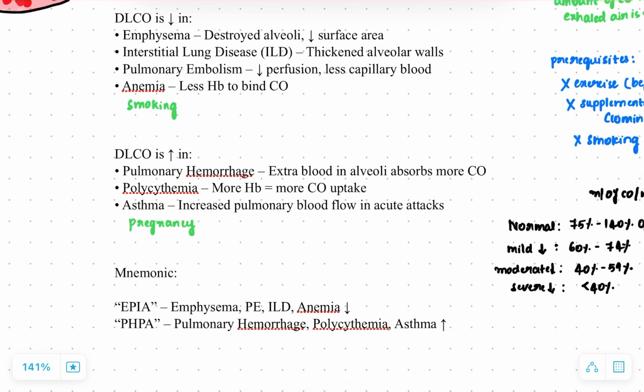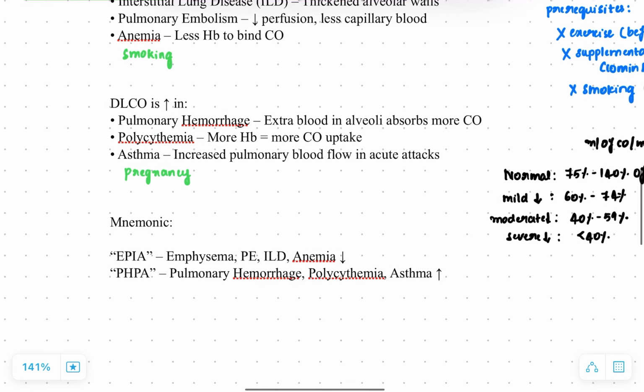Next, DLCO is increased in cases of pulmonary hemorrhage, because in hemorrhage there is extra blood in the alveoli which absorbs a greater amount of carbon monoxide. Polycythemia, because there is more hemoglobin, so more carbon monoxide uptake. Asthma, because there is increased pulmonary blood flow in acute attacks, and also in pregnancy.